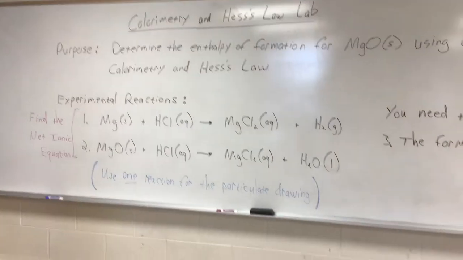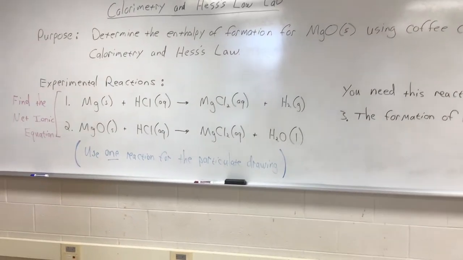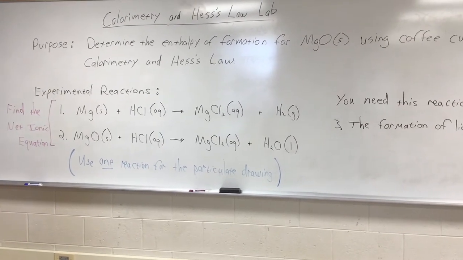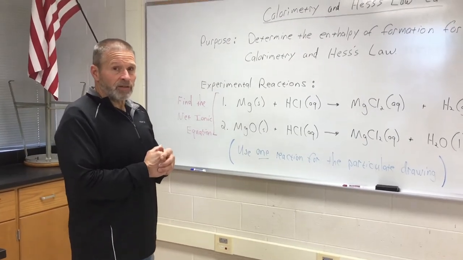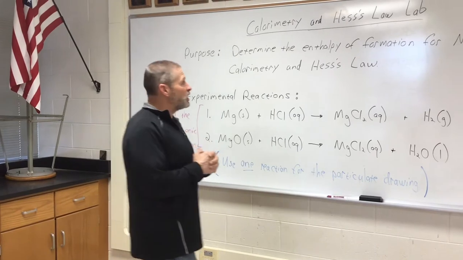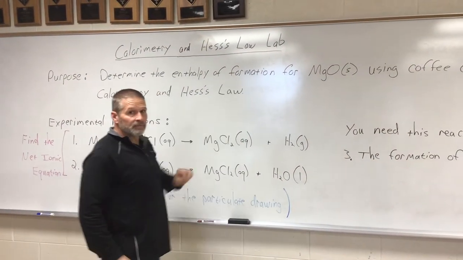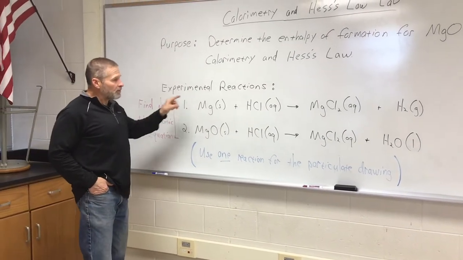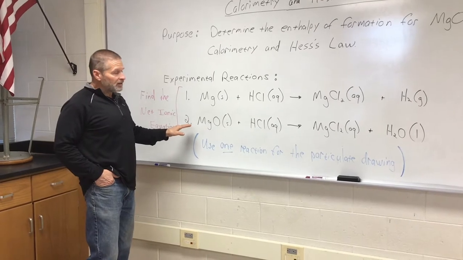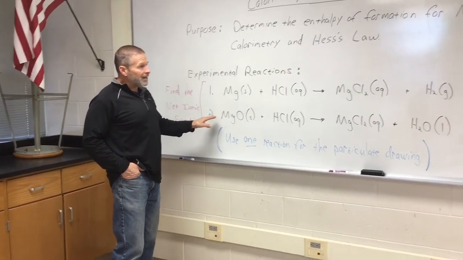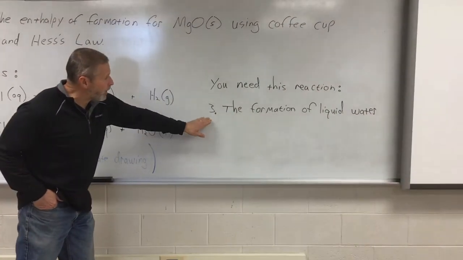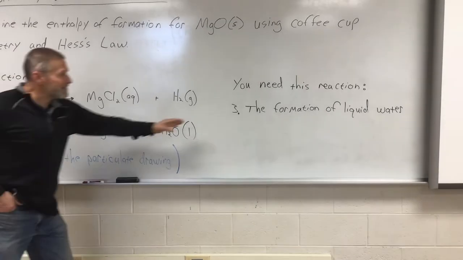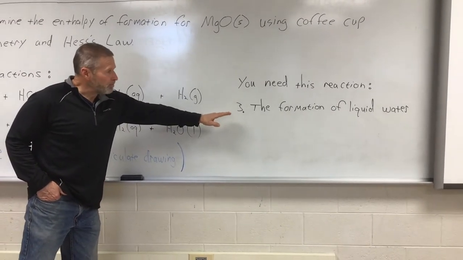So yes, notice we're not giving you the target equation for our Hess's Law solution. You've got to come up with it. Think about the definition and you can see what that equation is going to be. You're trying to find the change in enthalpy for this process. To do that, we're going to run two different chemical reactions experimentally using coffee cup calorimetry. And then you'll have to add in a third equation that is the formation of liquid water. Now this one isn't experimental. You're just going to basically look that up.